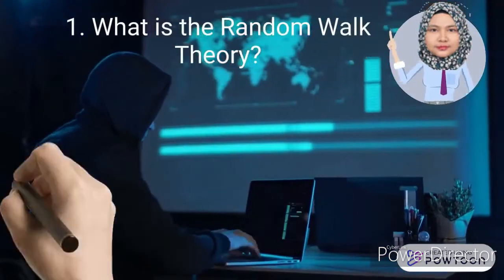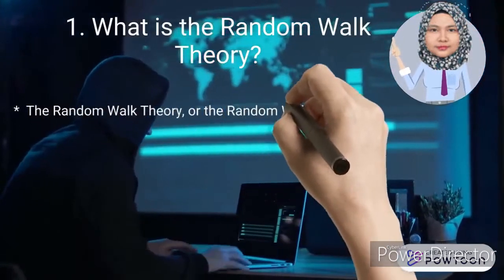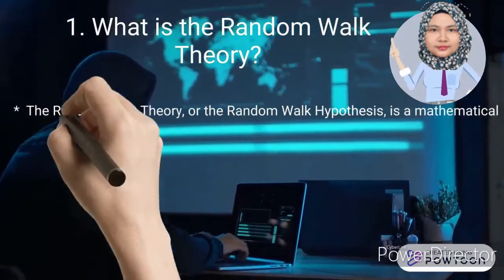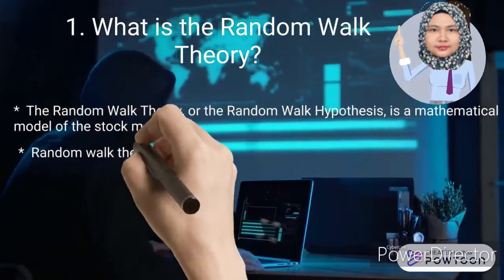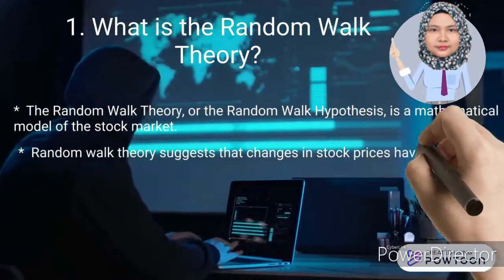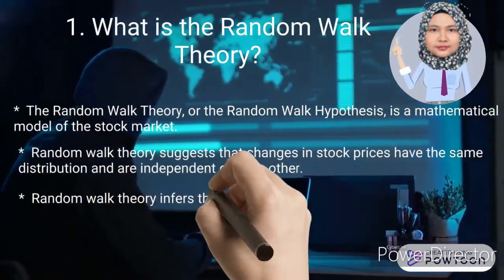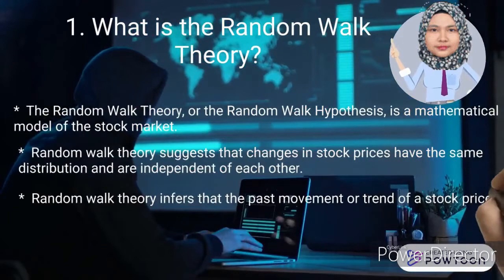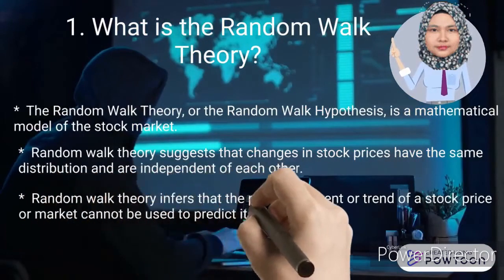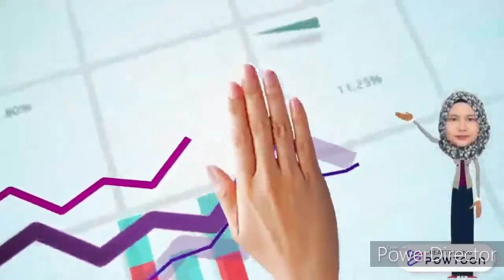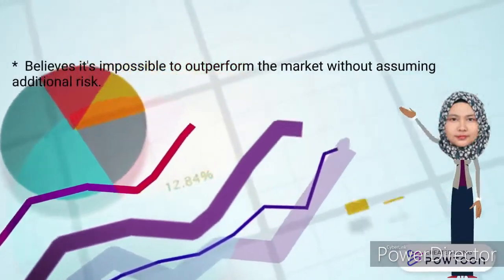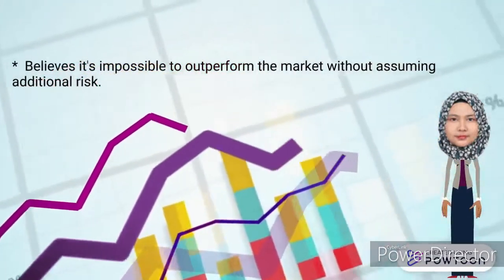The random walk theory or the random walk hypothesis is a mathematical model of the stock market. Random walk theory suggests that changes in stock price have the same distribution and are independent of each other. Random walk theory infers that the past movement or trend of a stock price or market cannot be used to predict its future movement. Random walk theory believes it is impossible to outperform the market without assuming additional risk.